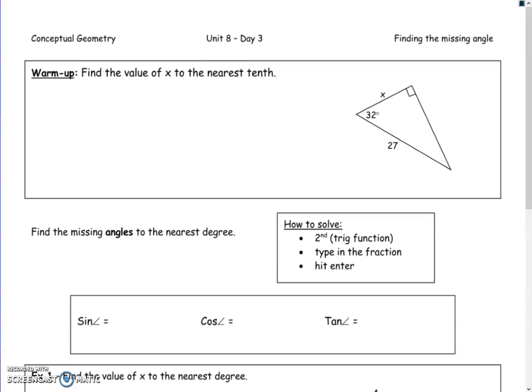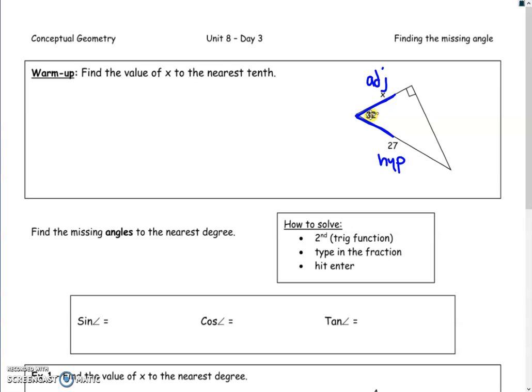So let's start this in the triangle. I have that angle of 32 degrees, so the first thing I need to do is identify the other two sides. Well, if you remember, the two sides that make up the angle are always adjacent and hypotenuse. In this case, the 27 is hypotenuse and x is the adjacent.